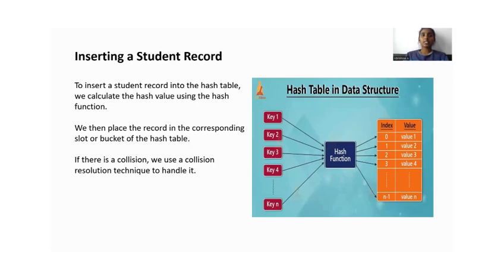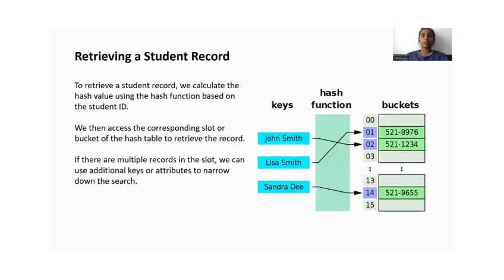Inserting a student record. To insert a student record into the hash table, we calculate the hash value using the hash function. We then place the record in the corresponding slot or bucket of the hash table. If there is a collision, we use a collision resolution technique to handle it.